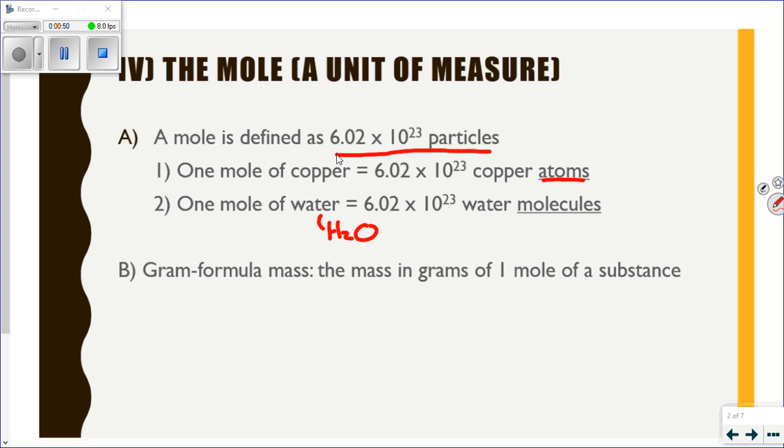The gram formula mass is the mass in grams. This is the exact same thing we use: the mass in grams of 1 mole, or this many particles, of a substance.